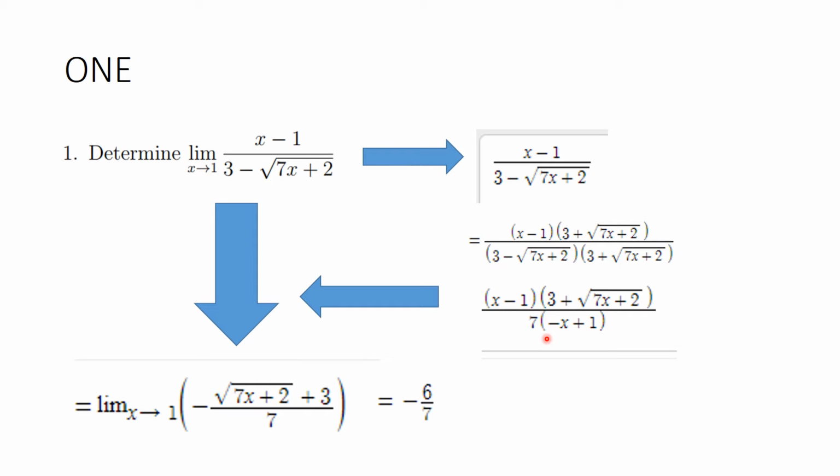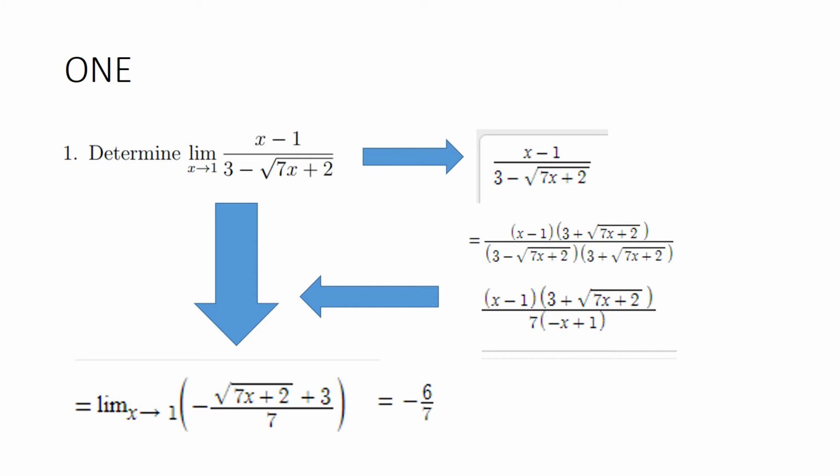So this will simplify, and remember, the limit doesn't have anything to do with what happens at 1. It has everything to do with what happens near 1. And so now what you can do is substitute 1 into this expression. The answer is minus 6 over 7. There will be no calculators.